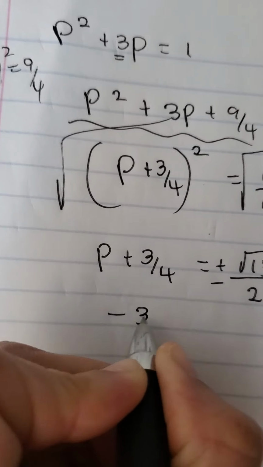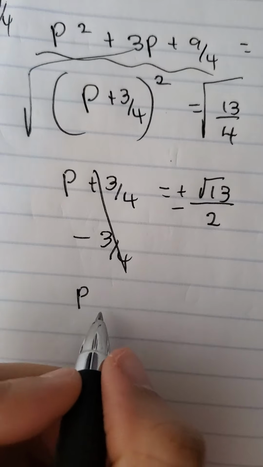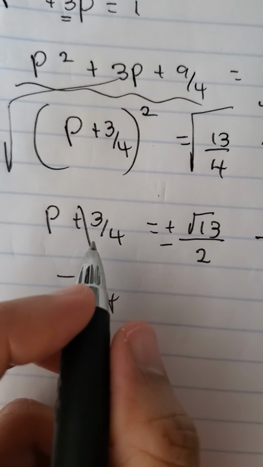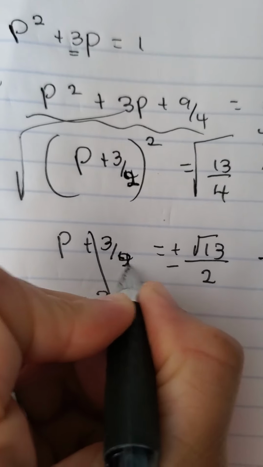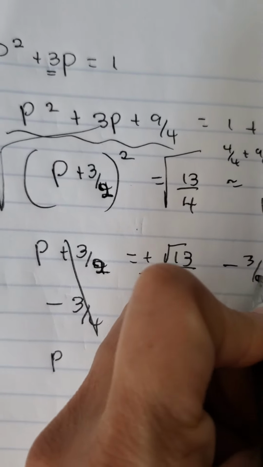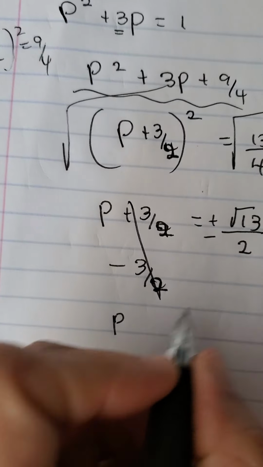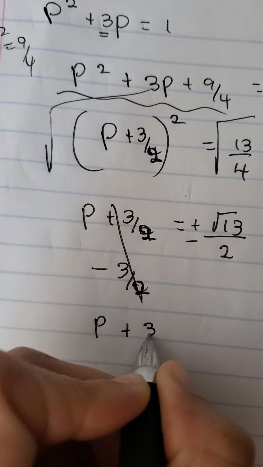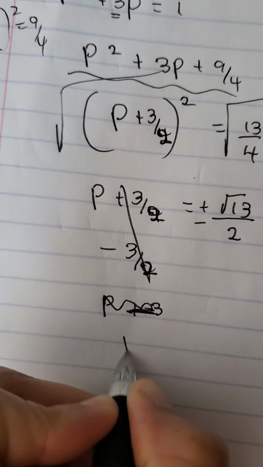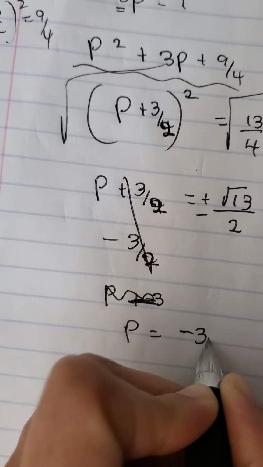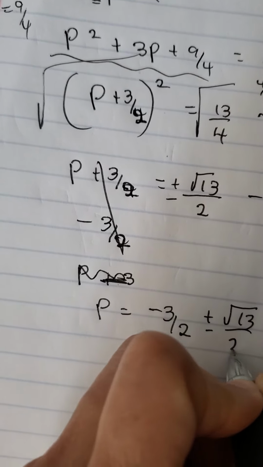So now I'm going to subtract both sides by, oh, I'm sorry, this is 3/2. Thank you for pointing that out, you math geniuses out there. It didn't look right for a minute. So now I have, apologies, p equals negative 3/2 plus or minus root 13 over 2.